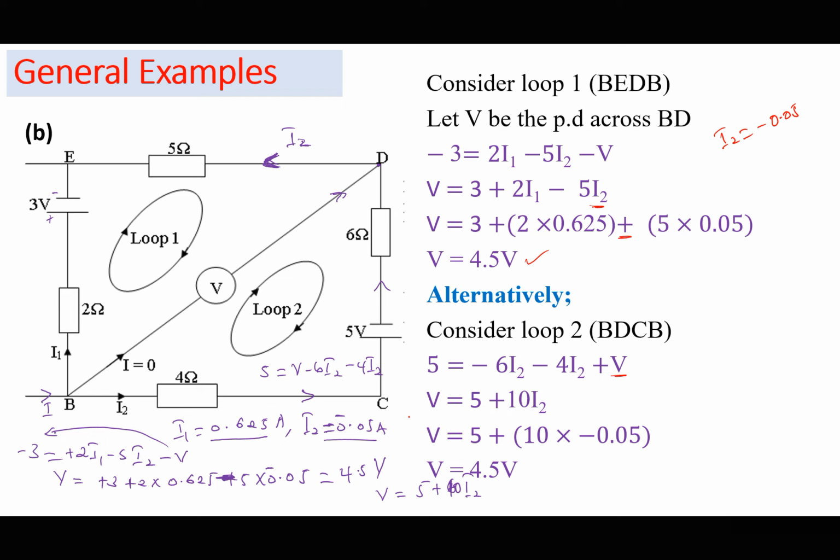Then D to C, there's one cell. We are moving in the same direction as we are meeting negative before positive terminal. So this is going to be positive 5. Then the current is in the opposite direction to the loop, so the PD is negative 6 I2. Then for 4 ohms, also the current is in the opposite direction to the loop, so it is negative 4 I2. And when I substitute, I still get 4.5. So in both cases, this is still going to be 4.5 volts.